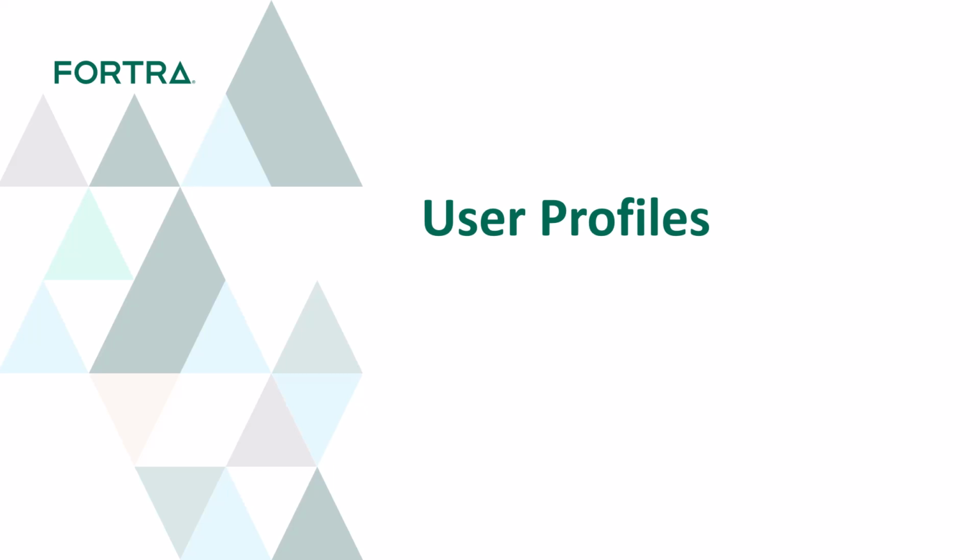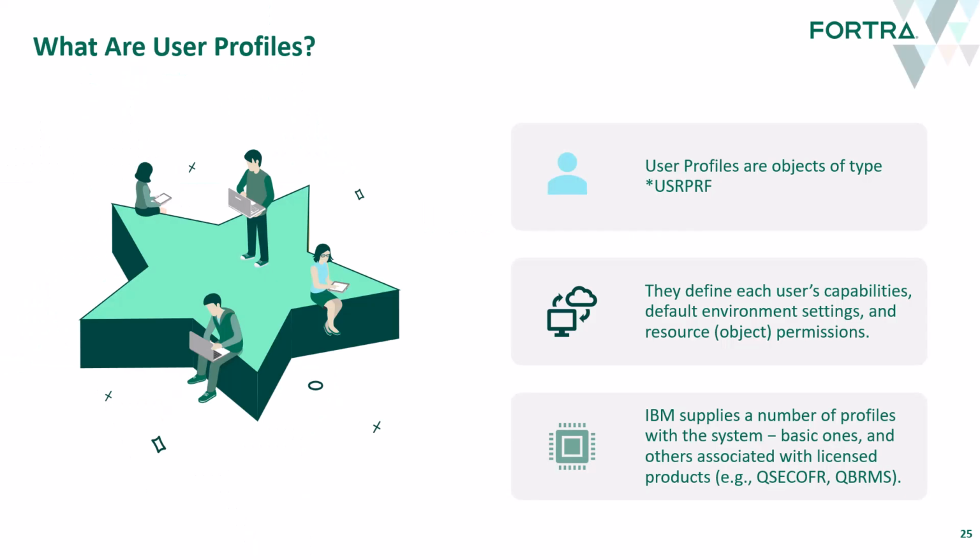So this last pillar, this last critical piece, is user profiles. And this is probably one of the harder pieces that we take for granted very often. Those user profiles are objects. They're an object type *USRPRF. Everything is an object type, and you can find it in the IBM i when you do a work object.